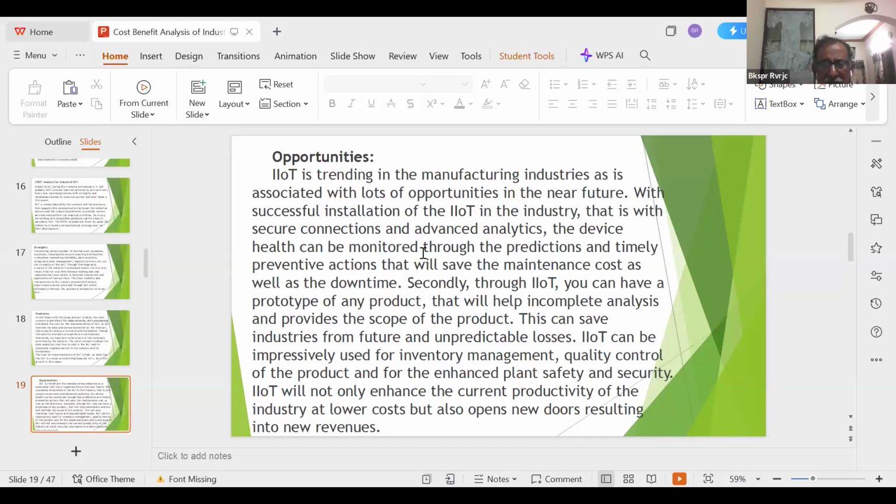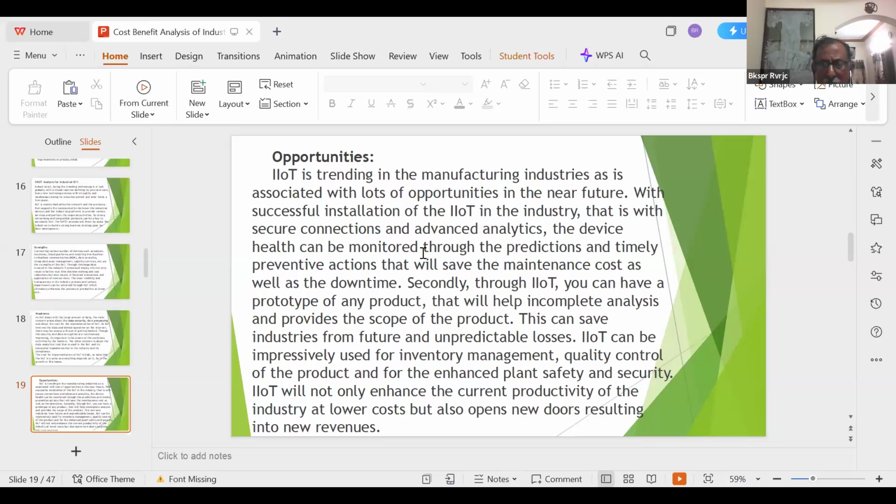The third part is opportunities. The industrial IoT is trending in the manufacturing industries as it is associated with lots of opportunities in the near future. With the successful installation of the industrial IoT in the industry, that is with the secure connections and advanced analytics, the device health can be monitored through the predictions and timely preventive actions that will save the maintenance cost as well as downtime.